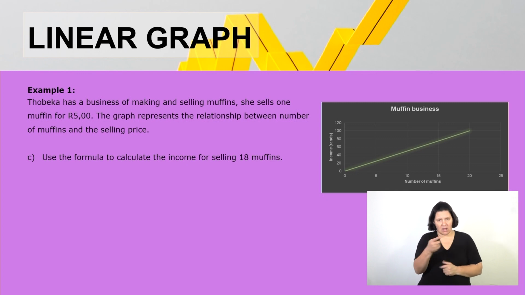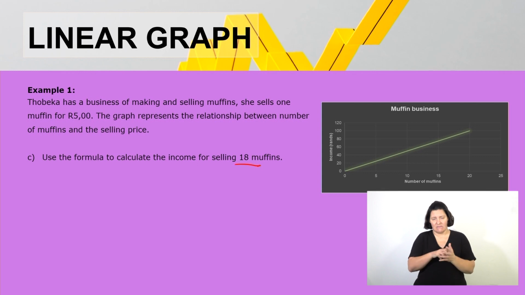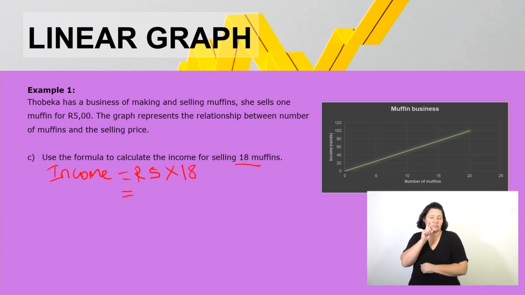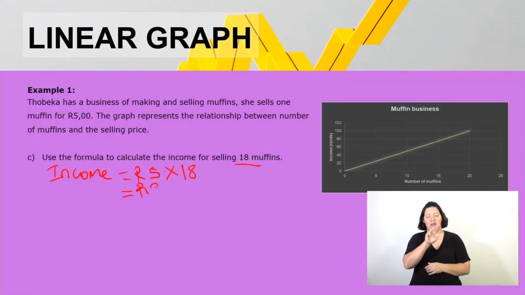Use the formula to calculate the income for 18 muffins. So that is our number. Remember we said income equals 5 rand multiplied by n. In this case, our n is 18. So let's see. We then take our calculators and say 5 multiplied by 18. I'm sure you got the same answer as mine, which is 90 rand.